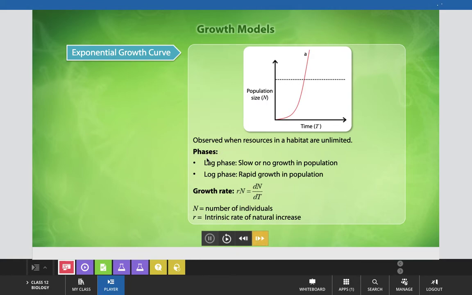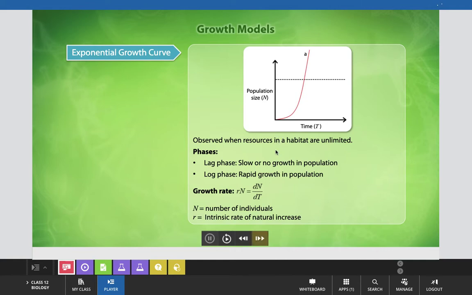And here in this curve there are two phases. One phase is known as lag phase, which is shown here in this curve, slow or no growth in population. That particular phase is known as lag phase, where very slow or no growth in population is going on. The another phase is known as log phase, rapid growth in population. You can see that after that time period, now population starts to increase with faster rate, and that rapid growth phase is known as log phase.